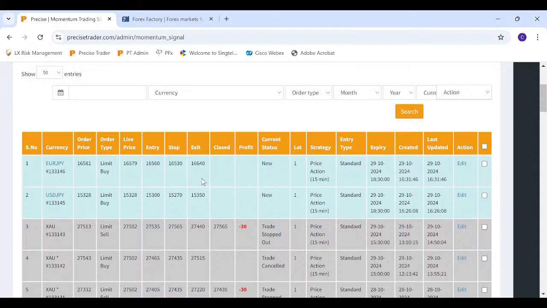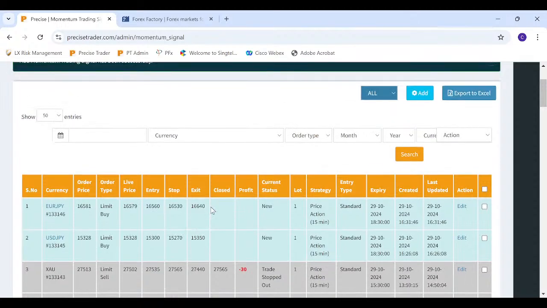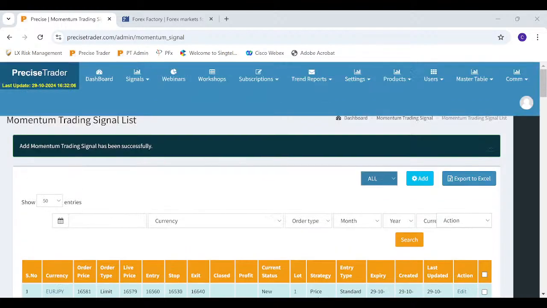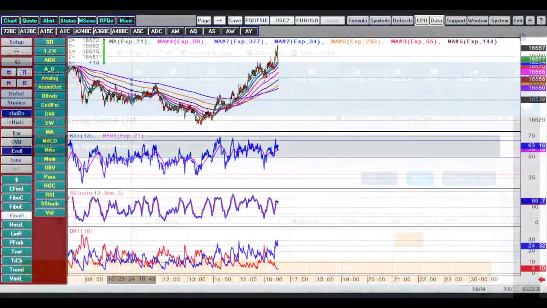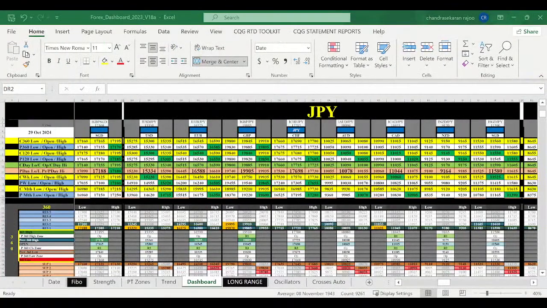Again, I think we have missed this entry also, so we'll try to get it, and we'll give 2 hours for this trade to get filled. Okay, I think we have the gold, we have this, and we'll see one more, the pound yen. Okay, we look into this.